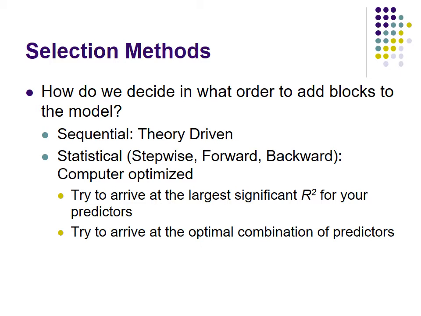So if we're trying to arrive at the largest significant R for your predictors, if we're looking for an optimal combination of predictors, and more in applied settings where we're trying to find the very best model, we may want to use these techniques as well. Also, if we don't have a lot of theory behind what we're doing, but we are doing practical prediction, statistical, stepwise, forwards and backwards, makes more sense than enter.